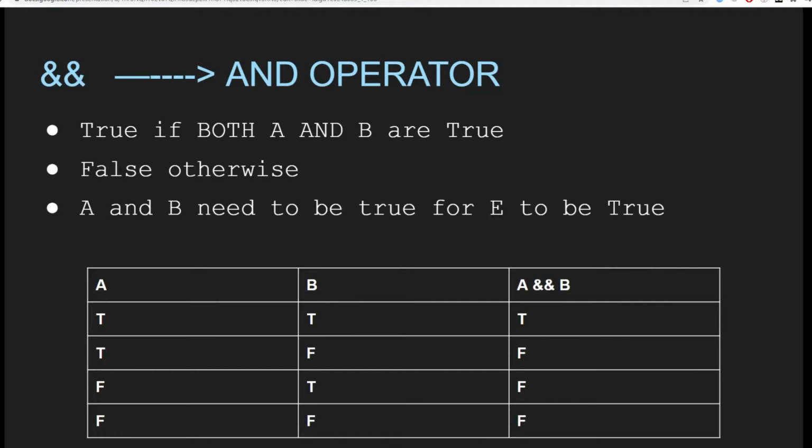So our next operator, which is the AND operator, written with two ampersands, is true if both A and B are true, right? So what you're saying is E equals A && B, as you see here in the expression. This only results in true if both A and B are true. False in all other cases. So A and B need to be true for E to be true.